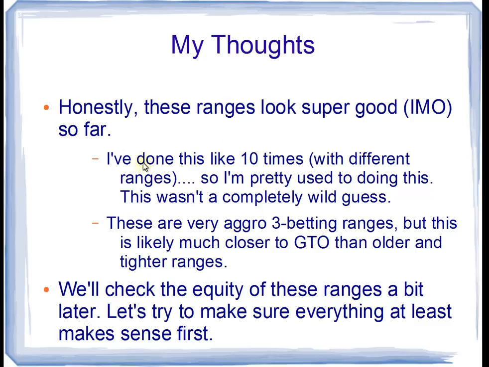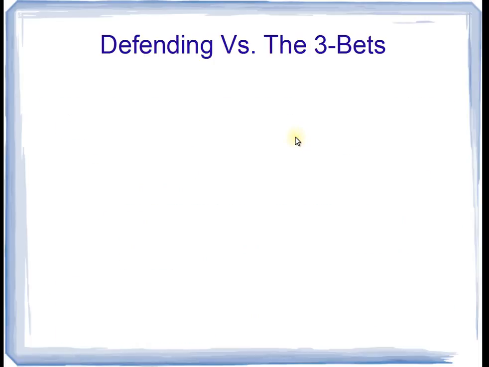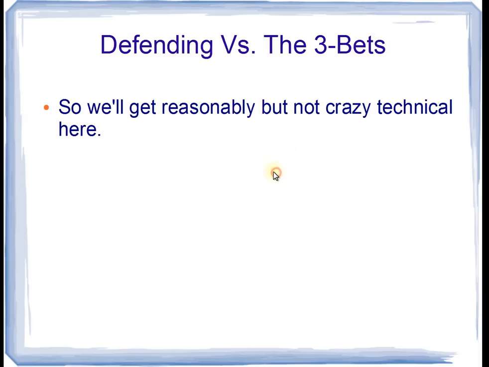We'll check the equity of these ranges a bit later. Honestly, I don't know if I'm going to have time to do this in the video, even though I planned on it, but let's try to make sure everything else at least makes sense first before we start looking at equities of different ranges. Now, granted, we can't determine the expected value of a hand based just on its equity, and we can't determine which range is better based just on their equity, but it's still a useful thing to do, to have a sense of how much equity each range has, and that might tell us if something seems a little bit off. All right, so now we need to do the maths for defending against 3-bets.